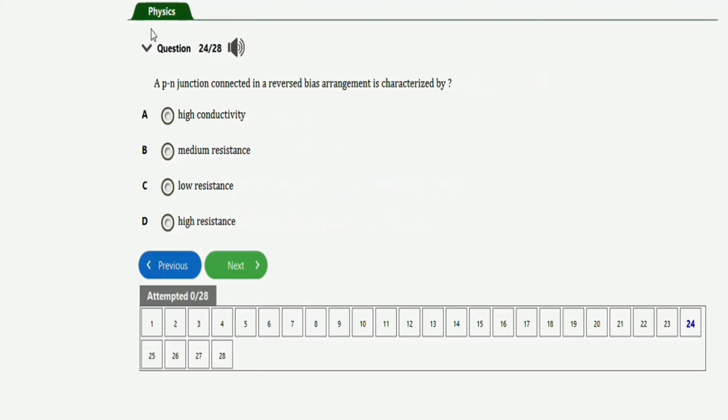It says a PN junction connected in a reverse bias arrangement is characterized by high conductivity, medium resistance, low resistance, high resistance. So guys, the right option here is option D, which is high resistance. Alright, the next repeated question will be this one.